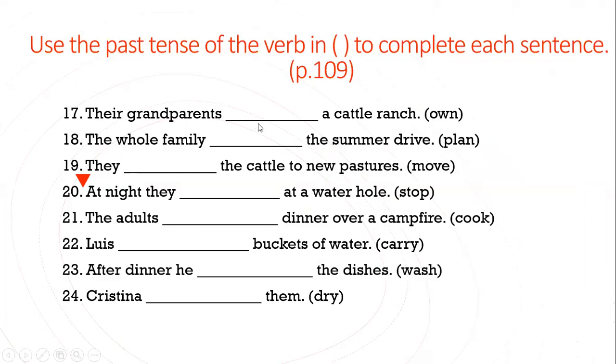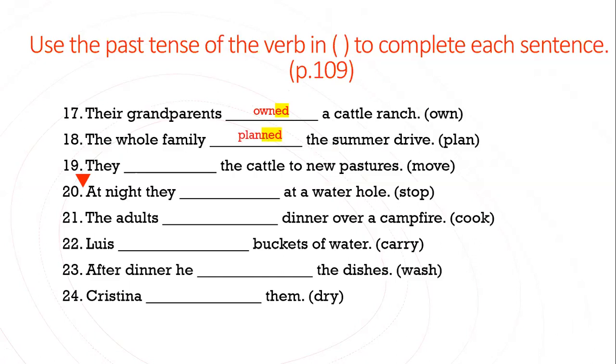The grandparents blank a cattle ranch. And by using the rules, you're going to decide how you are going to form the past tense. So the grandparents owned a cattle ranch. Very good. In that case, we just added the ED. Rule number 1 is the rule that would apply to sentence number 1.